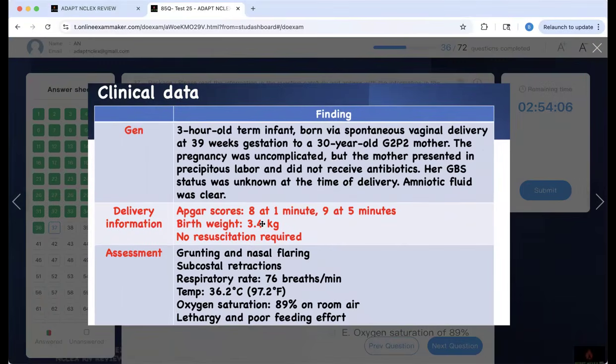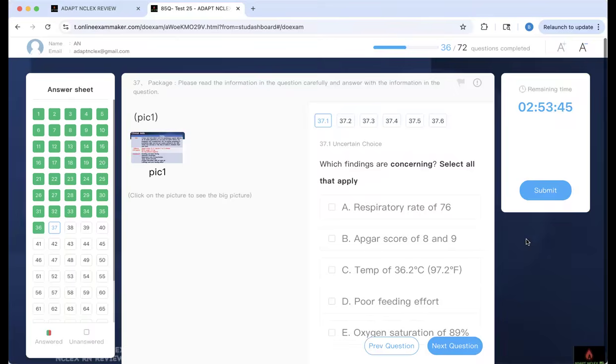But what is the problem? On assessment, there's grunting, nasal flaring, there's subcostal retraction. The baby is not doing well now. Respiratory rate 76, higher than normal, 30 to 60. Temperature going up. Oxygen saturation 89 on room air, we don't like it. Baby is lethargic with poor feeding. Something is happening. Think about GBS causing the problem. This may be a problem.